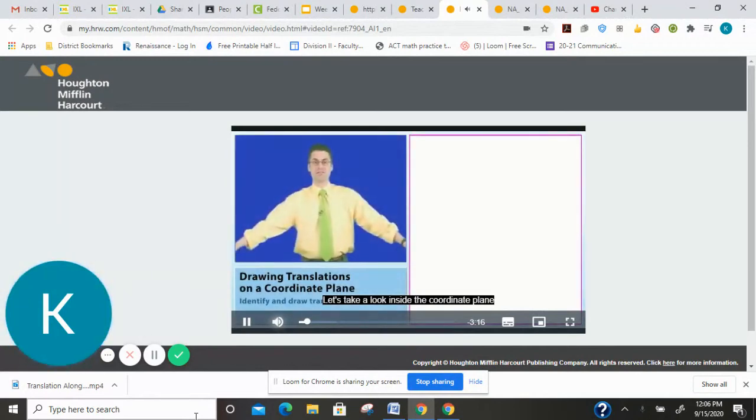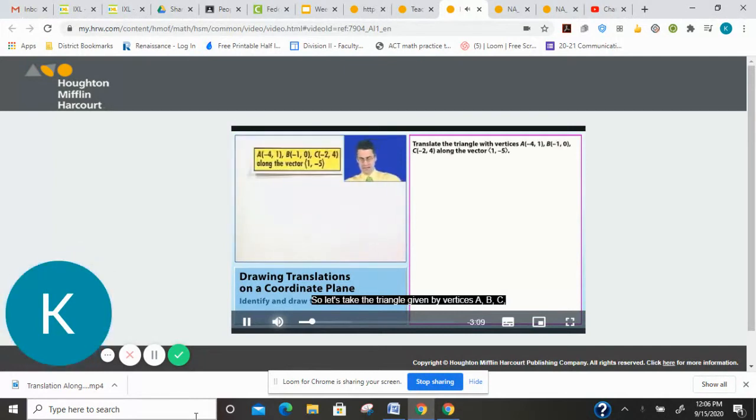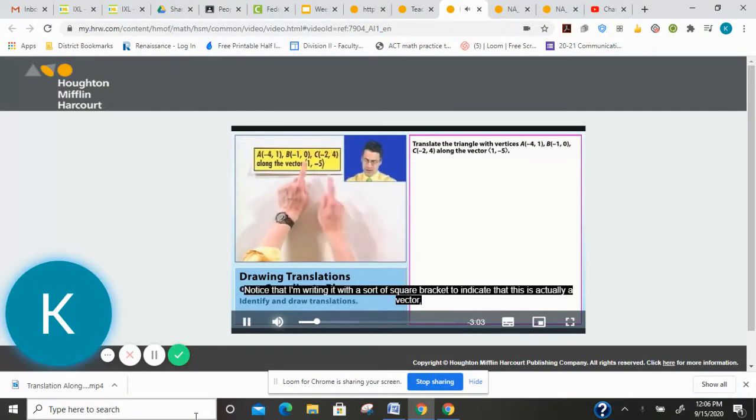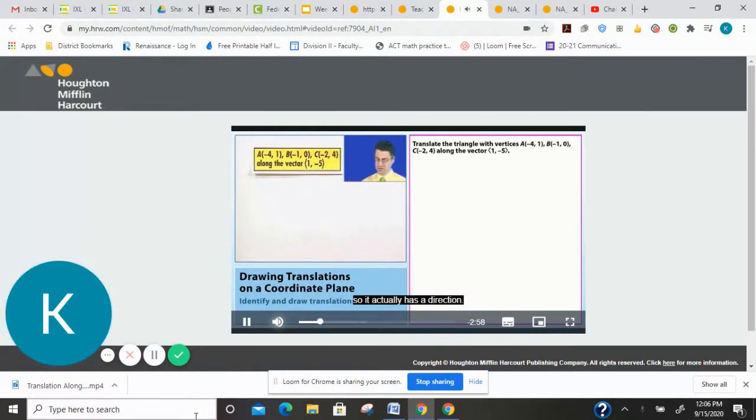Let's take a look inside the coordinate plane and see what we can find in terms of translations. So let's take the triangle given by vertices A, B, C, and let's translate it along the vector [1, -5]. Notice that I'm writing it with a square bracket to indicate that this is actually a vector, so it actually has a direction. It starts at the origin and goes 1, -5.